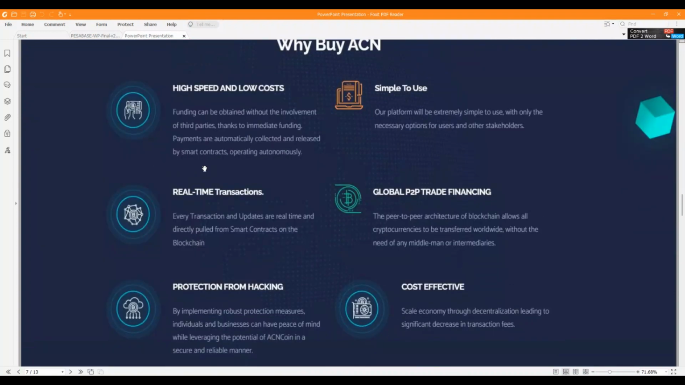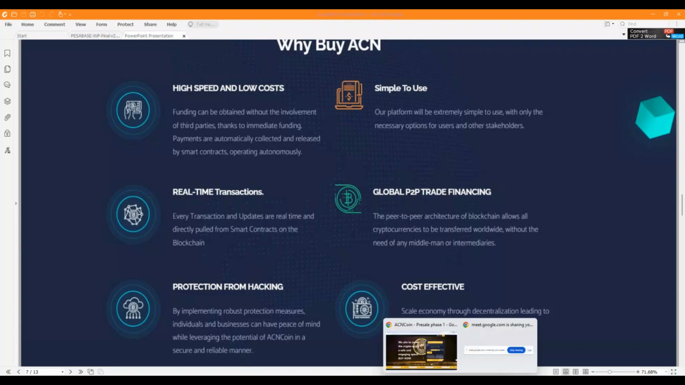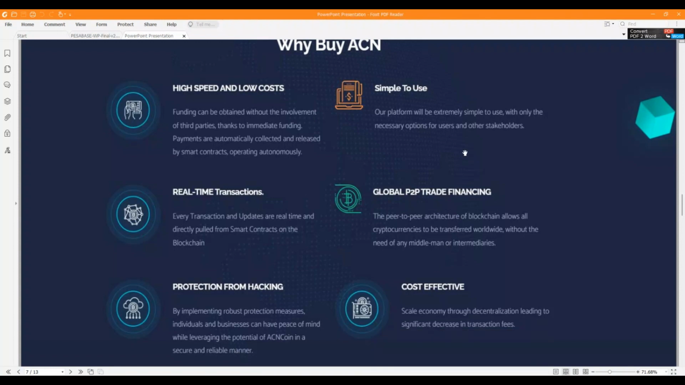This is already happening with Duren. Are you in class? Is Duren in class? Yes, I'm in class. You remember when I sent you some funds via Binance through your email or phone number? Was the transaction real time? How long did it take for you to receive the funds? Less than a minute. A few seconds. So these guys are telling us that every transaction and update is real time and directly pulled from the smart contract on the blockchain. Whose blockchain? It's not your blockchain.